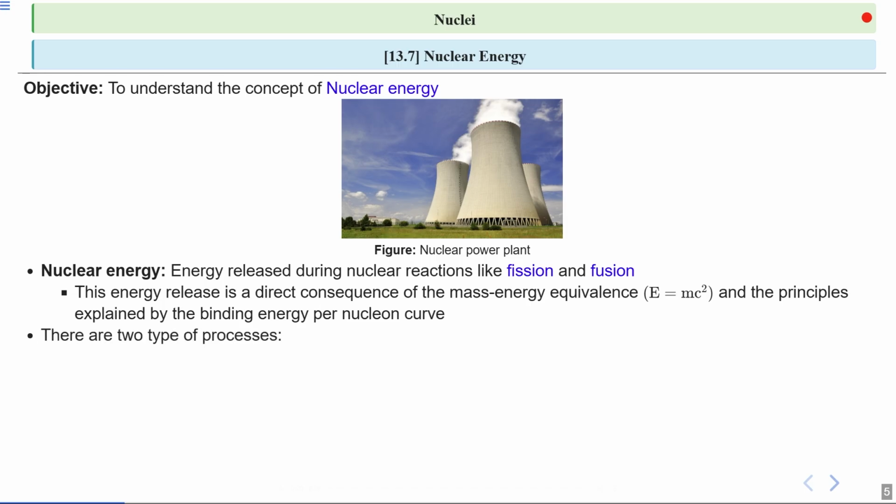There are two types of processes: nuclear fission and nuclear fusion. First, nuclear fission is when a heavy nucleus like uranium-235 splits into two smaller nuclei, releasing energy and more neutrons. Next, nuclear fusion is when two light nuclei such as hydrogen isotopes combine to form a heavier nucleus, also releasing energy.